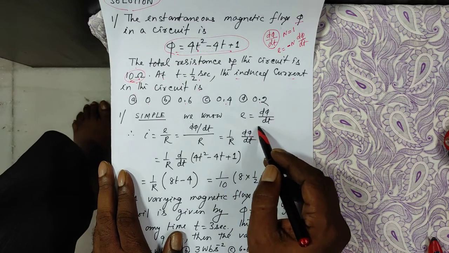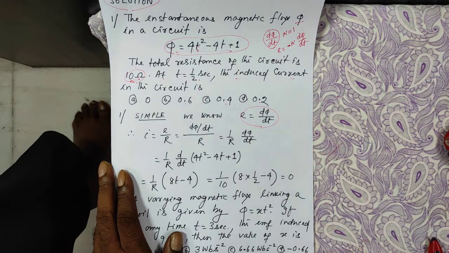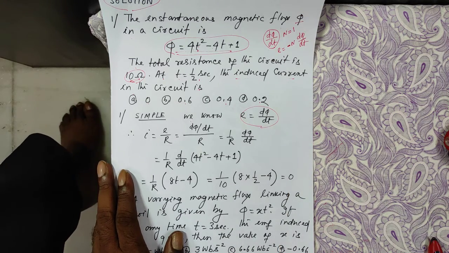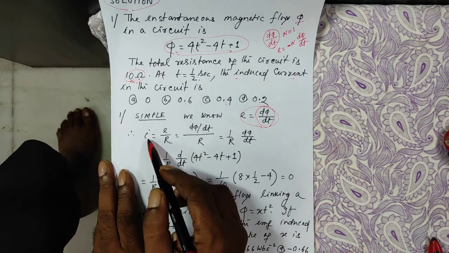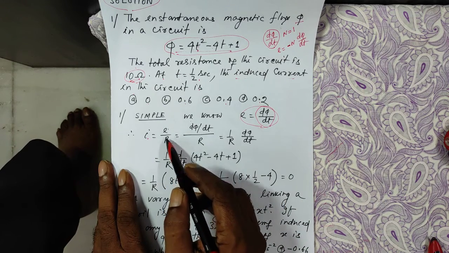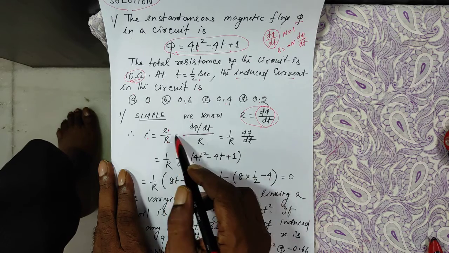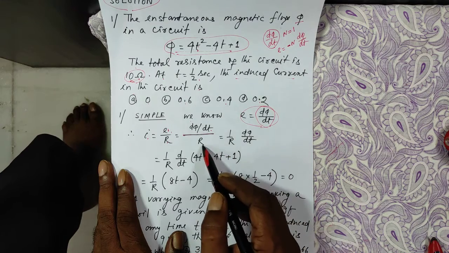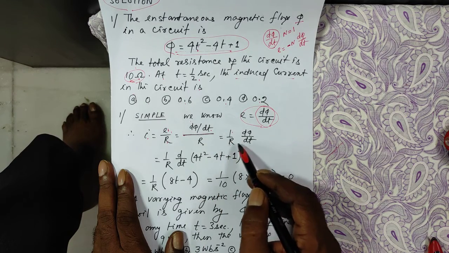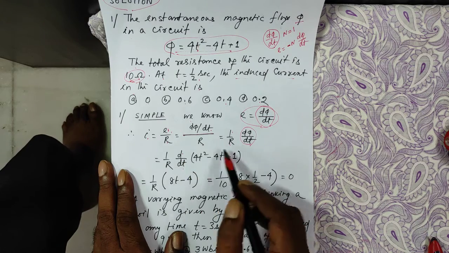We know EMF is equal to d phi by dt. I have not taken the negative sign, only the negative sign indicates the direction of current. So I am taking the numerical value of it. So the current will be voltage over resistance. EMF is also a voltage, so EMF over resistance. And EMF we did in Faraday's law of electromagnetic induction, d phi by dt over R. R is a constant taken out, so 1 by R d by dt of phi.